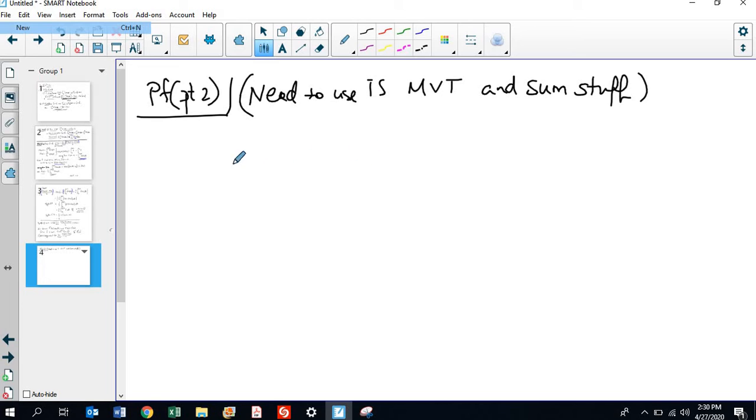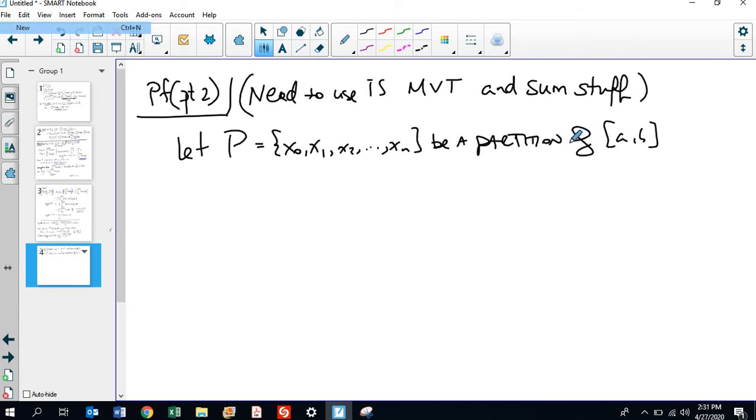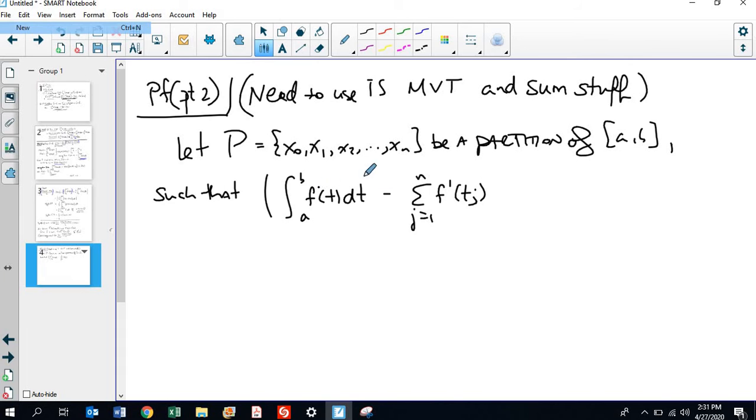Okay, so we're going to let P be a partition, x0, x1, x2, and so on up to xn, of AB, such that if we take the integral from a to b of f prime of t dt, and take the difference between that and the sum, j equals 1 to n of f prime of tj times xj minus xj minus 1, that's less than epsilon, okay?